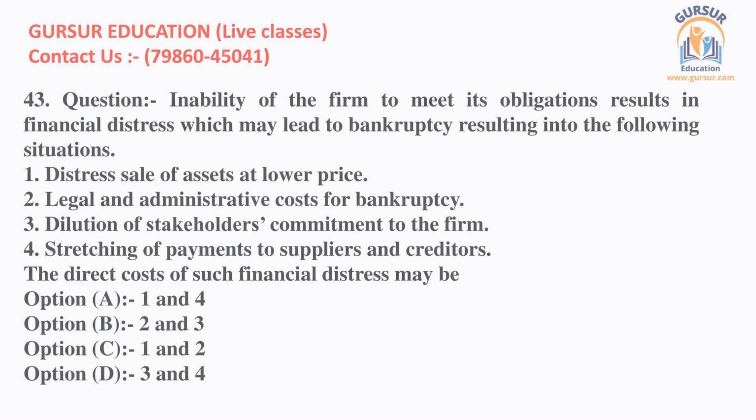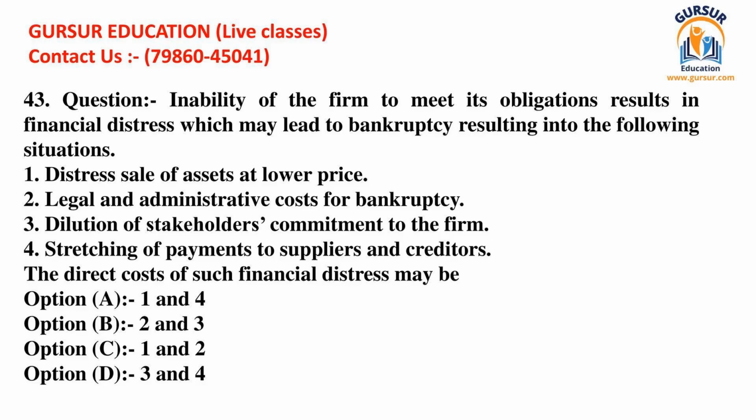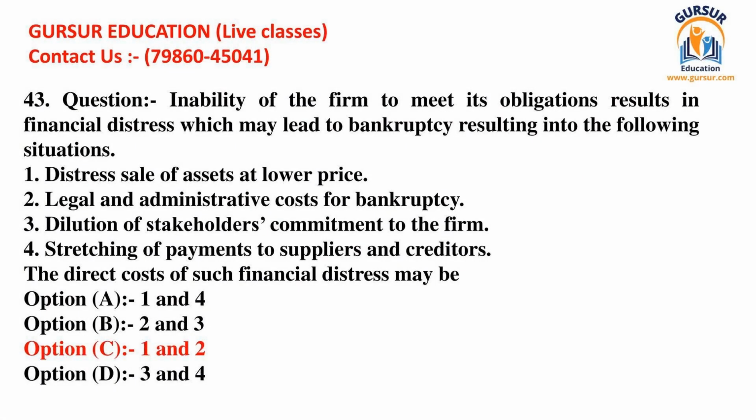Question number 43. Inability of the firm to meet its obligations results in financial distress, which may lead to bankruptcy, resulting in the following situations. 1. Distress sale of assets at lower price. 2. Legal and administrative costs for bankruptcy. 3. Dilution of stakeholders' commitment to the firm. 4. Stretching of payments to suppliers and creditors. The direct costs of such financial distress may be: The option A is 1 and 4. The option B is 2 and 3. The option C is 1 and 2. The option D is 3 and 4. The right answer of the question is option C, and that is 1 and 2.